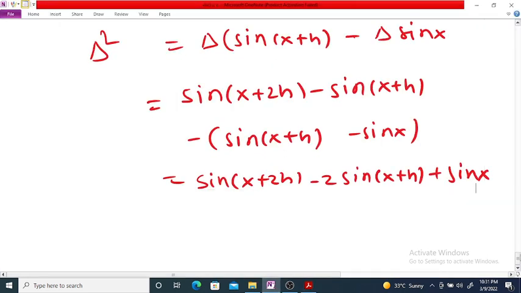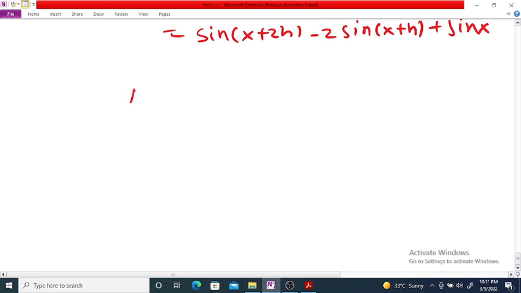Now delta square y0 is equal to, so now what is delta y0?